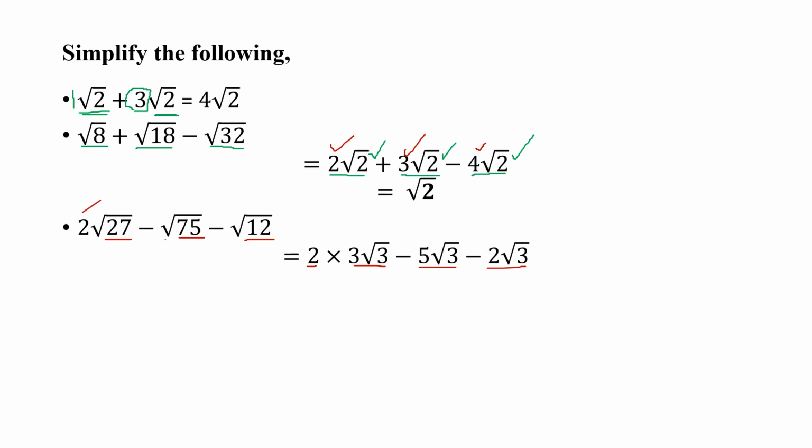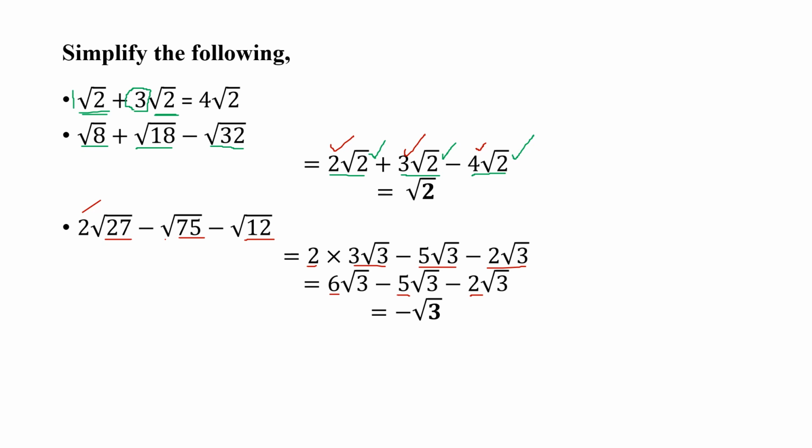Let's simplify this. 2 times 3, we get 6 here. So this is now 6 root 3 minus 5 root 3 minus 2 root 3. If we simplify the coefficients, 6 minus 5 is 1. 1 minus 2, we get minus 1. So the final answer is minus 1 root 3.